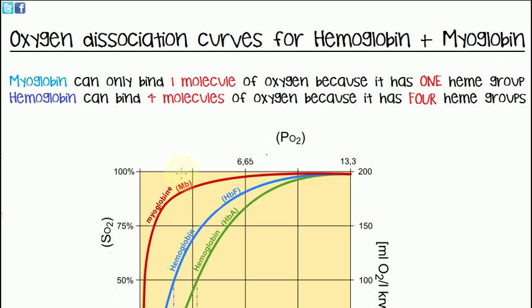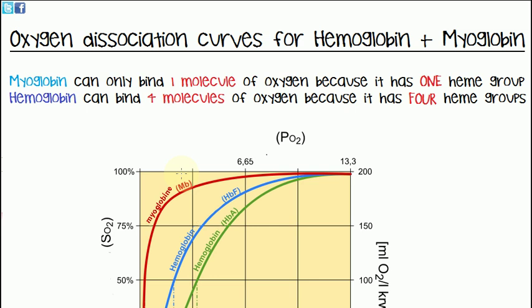Today's video is going to be about the oxygen dissociation curves for hemoglobin and myoglobin. Just before we start, I'd like to reiterate the point that myoglobin can only bind one molecule of oxygen because it only possesses one heme group. But hemoglobin, on the other hand, can bind four molecules of oxygen because it has four heme groups within its structure.